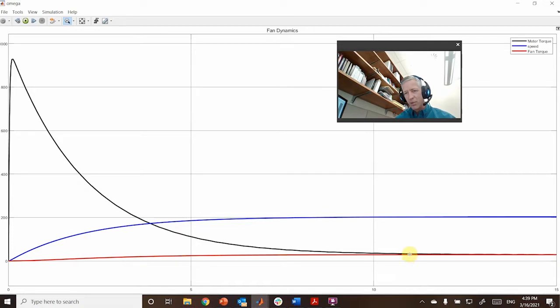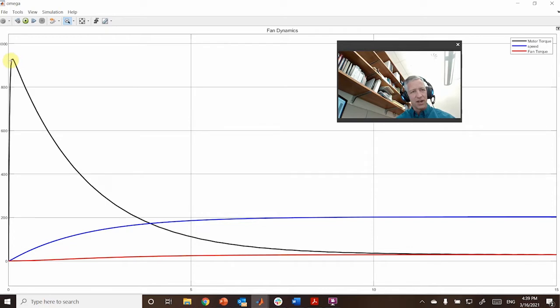Eventually, you get to some point here where the torque of the motor and the torque of the fan are equal, and then you see that the speed of my fan flattens off. Now that the net torque is zero, there's no more acceleration, and all I have is the speed. So you can kind of see this is the dynamic.